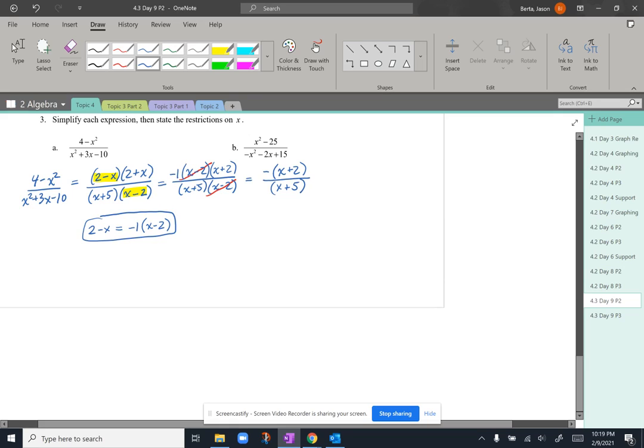All right, what values of x restrict the domain here? Again, we're going to look back at our factored form, and I see that an x value of negative 5 will make that denominator 0, and for this one, an x value of 2. So, for this particular problem, x cannot equal 2 nor negative 5.